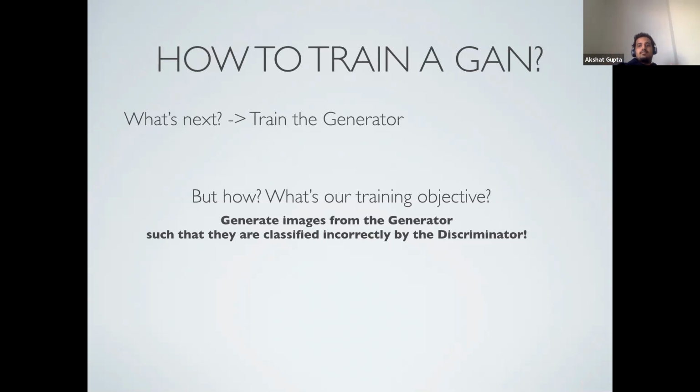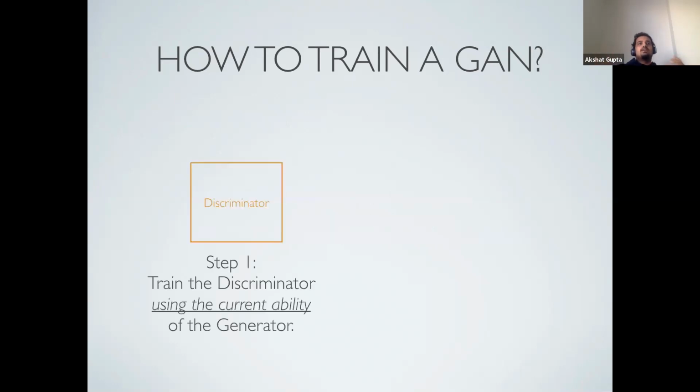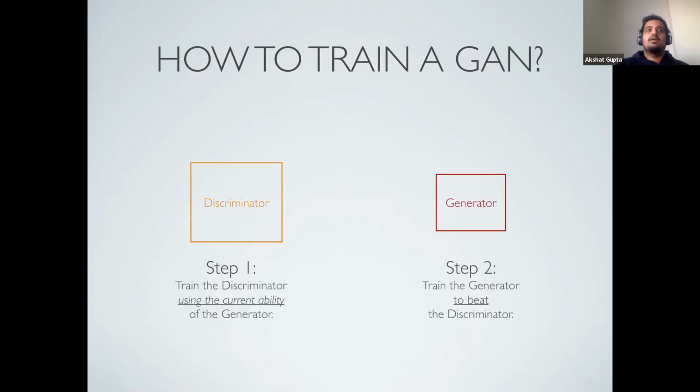So in summary, what happens while we're training GANs is, in the first step, we train the discriminator using the current ability of the generator. What I mean by using the current ability is that whatever kind of generator we have, we generate a bunch of images from the generator. That set of images comes under the label of fake data. And we already have our data set for the real data. We use that to train the discriminator. In the next step, we train the generator to beat the discriminator.